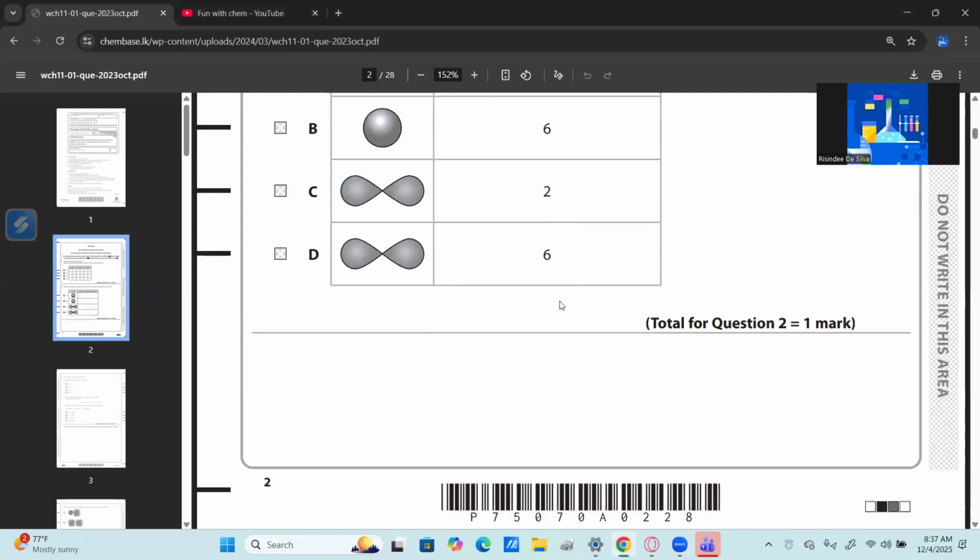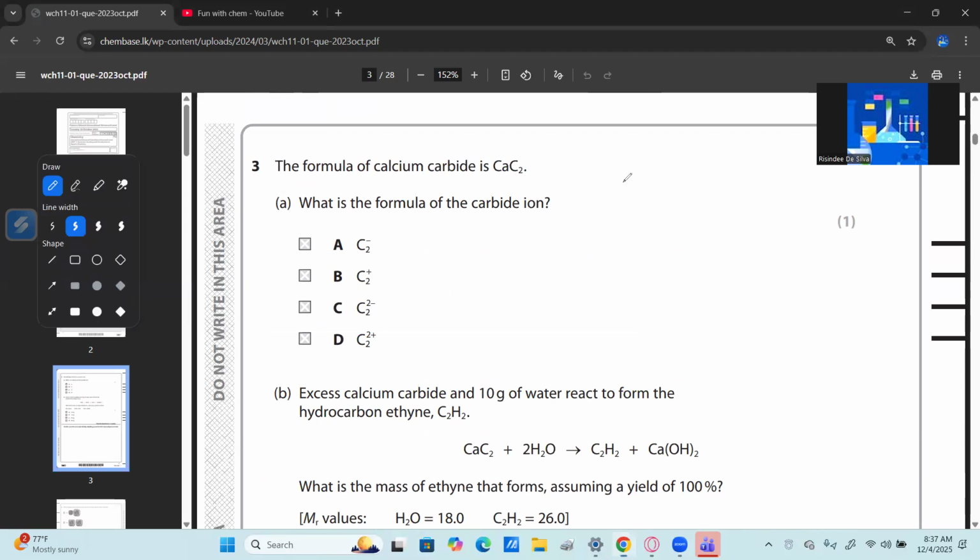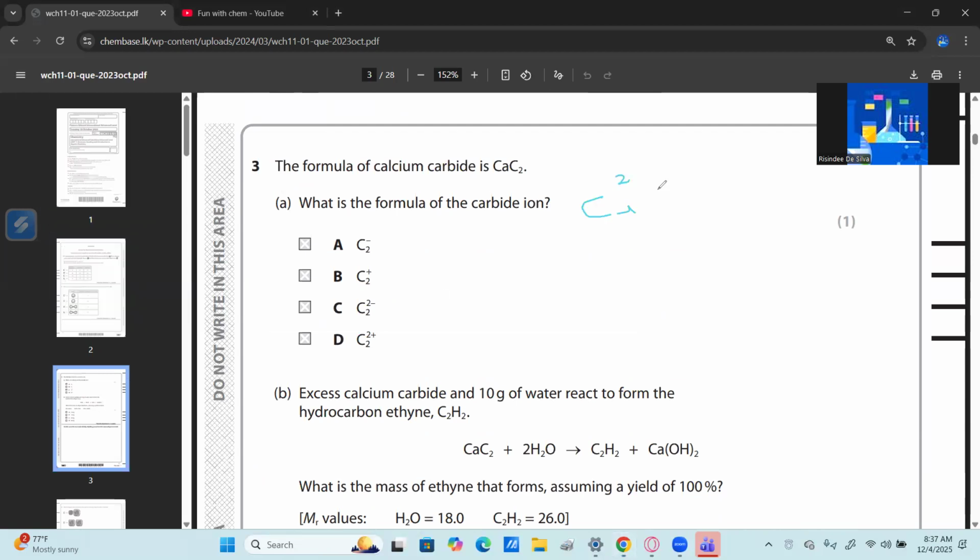Then we go to the next one. The formula of calcium carbide is given. What is the formula of the carbide ion? So Ca2+, carbide is C2, it should be C2 2-. Then only if you take the simplest ratio can you get a compound like that. So the correct answer is C, C2 2-.